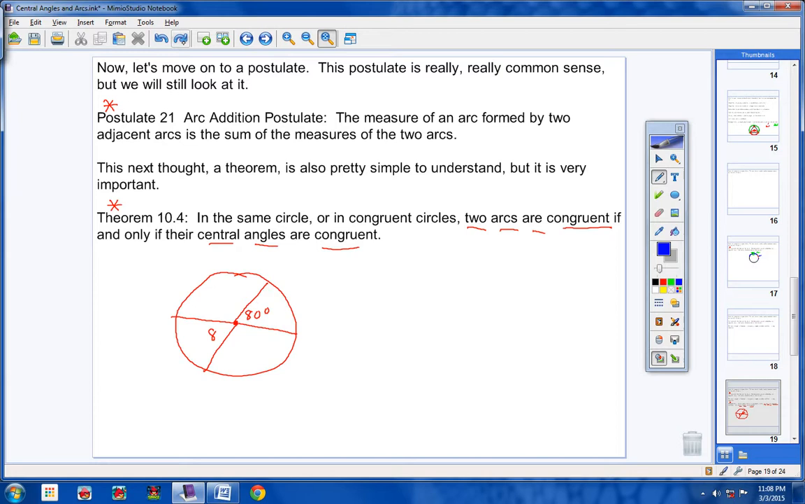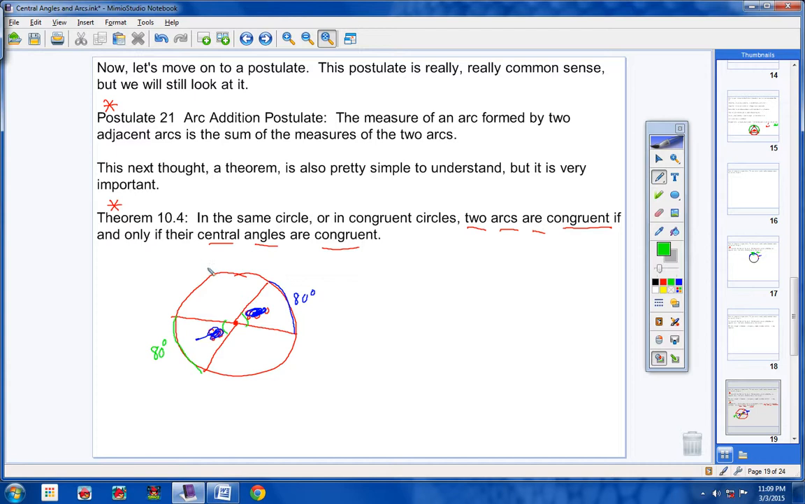And by the way, you could also say the opposite. You could say that if this minor arc is 80 degrees and this minor arc here is 80 degrees, then this angle here is congruent to this angle here. They're both 80 degrees as long as you're in the same circle, okay?